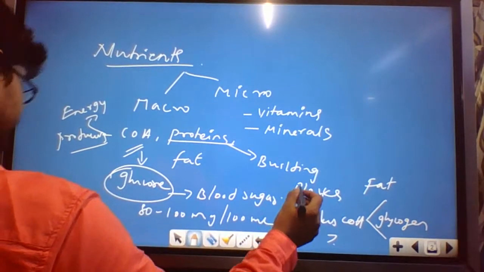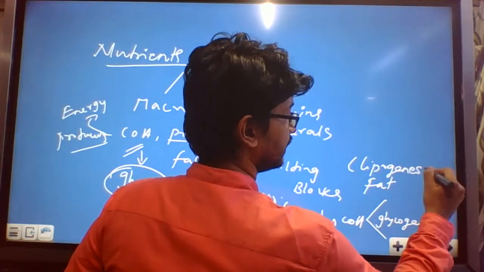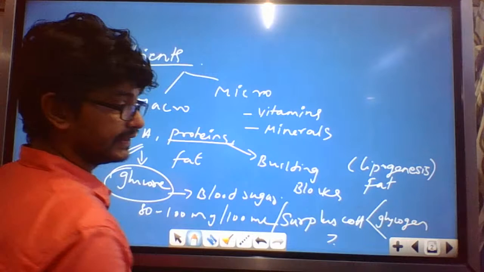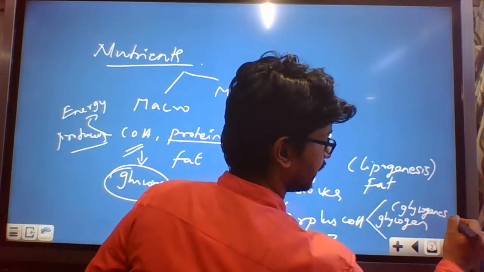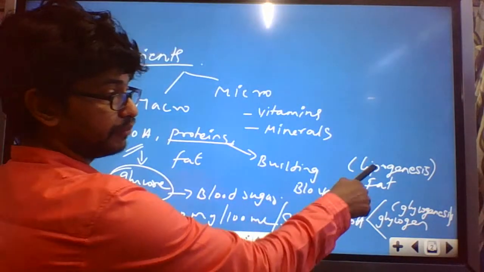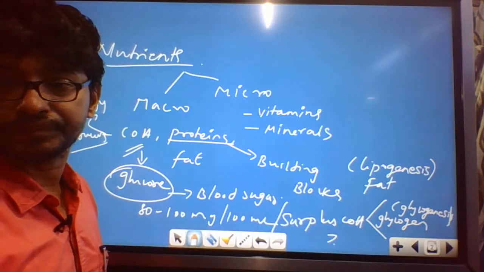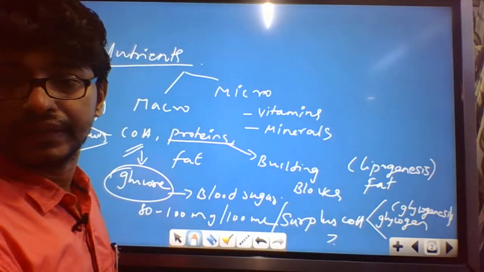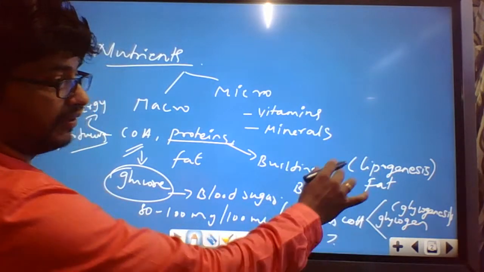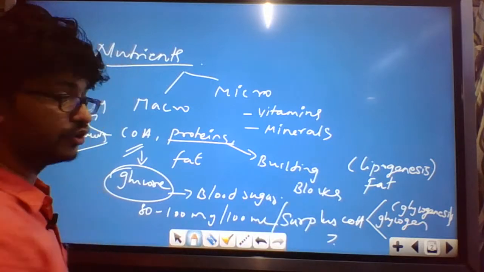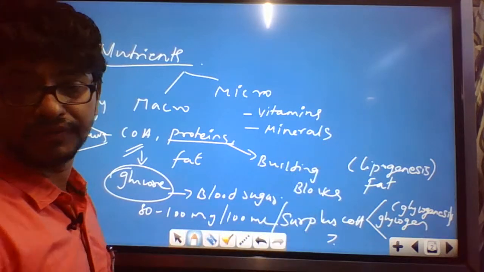The conversion to fat is called lipogenesis, and glycogenesis is the process of conversion to glycogen. So by the processes of lipogenesis and glycogenesis, the surplus part of the carbohydrates will be stored. Where will it be stored? It will be stored in the muscles as well as in the liver, in the form of fat and glycogen.